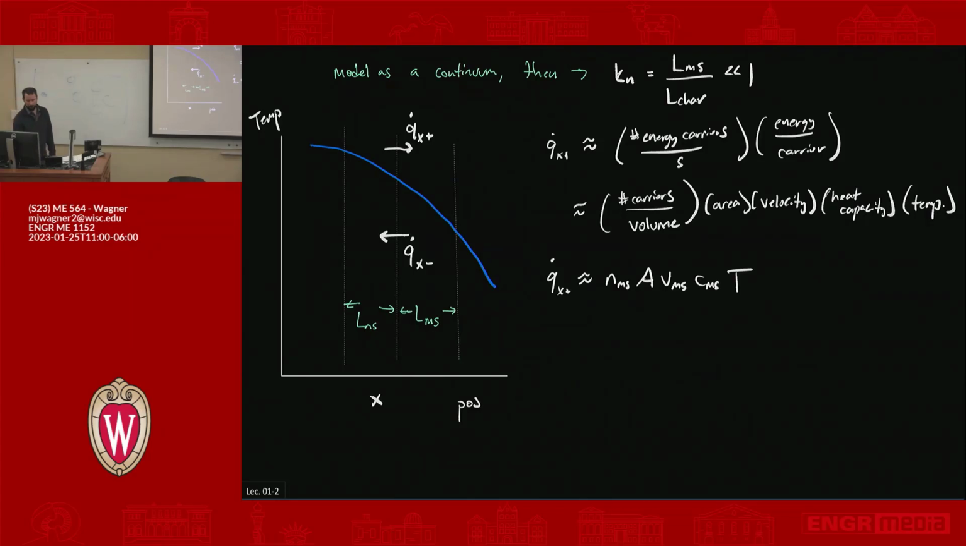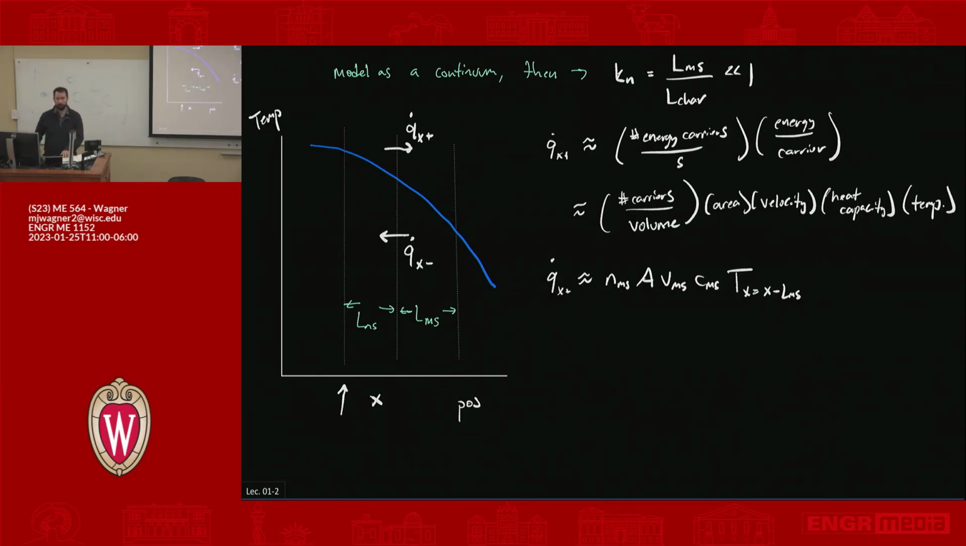Too vague. Okay, so it's going to be at this position here. That is the last place where the energy carriers have interacted with anything. So that's the energy that they are carrying across that boundary. So this T is actually T at x equals x minus L_ms. Right? So this position right here.